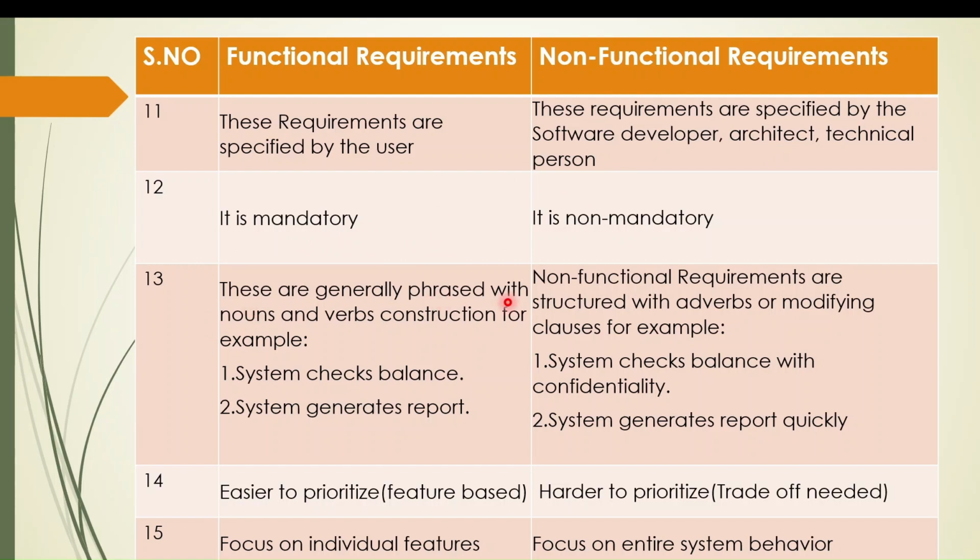Functional requirements are generally phrased with noun and verb constructions. For example, system checks balance, system generates report. Non-functional requirements are structured with adverbs or modifying clauses. For example, system checks balance with confidentiality. System generates report quickly. Functional requirements are easier to prioritize, and these are feature based.